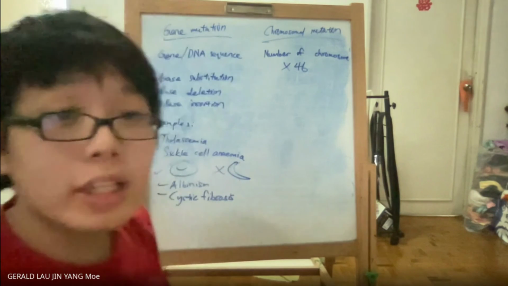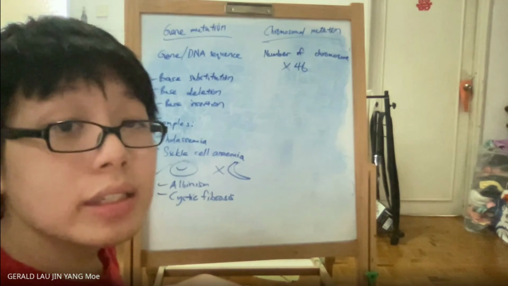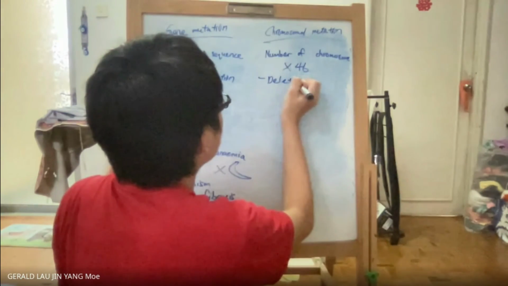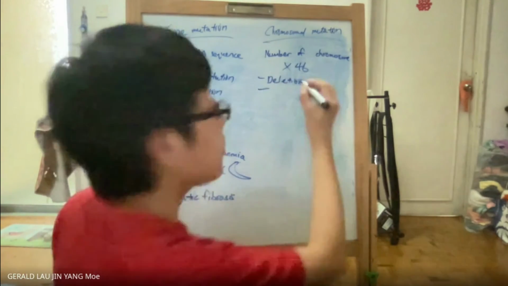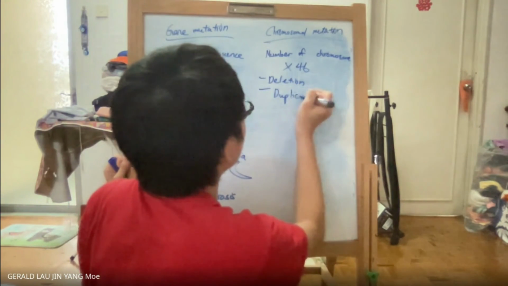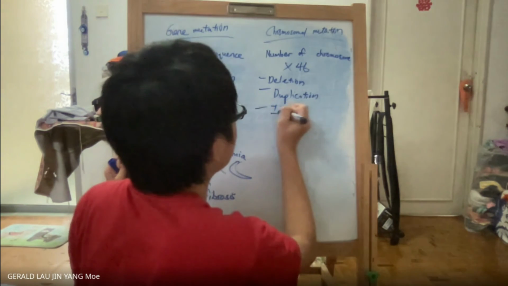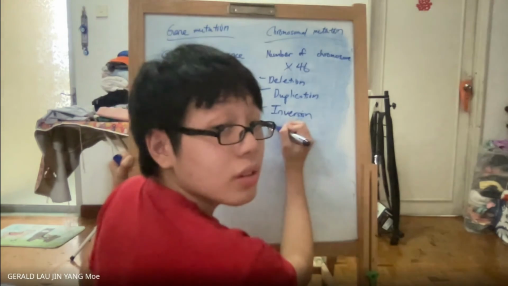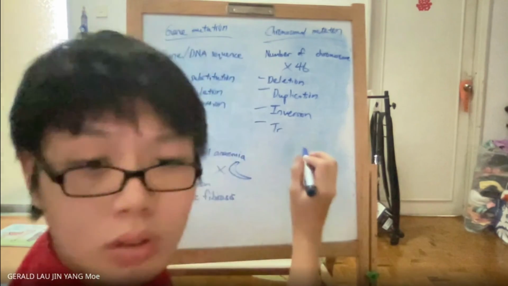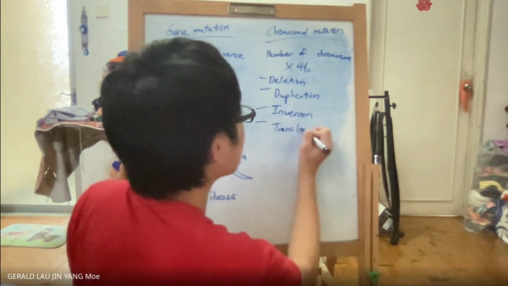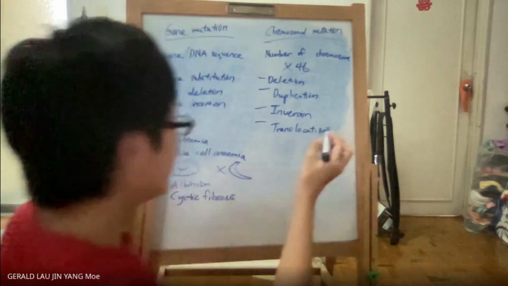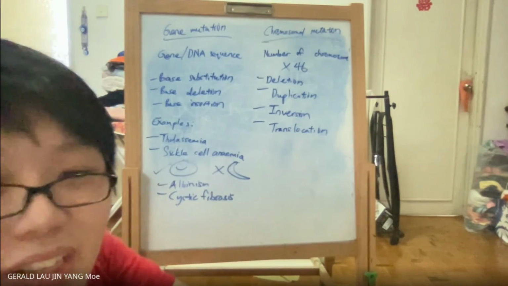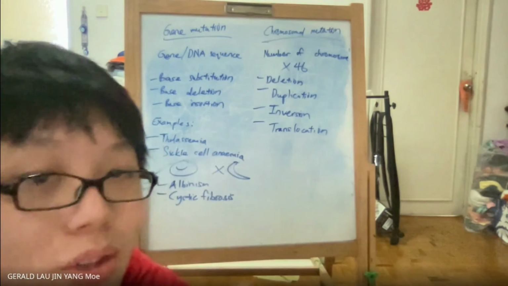Okay. Chromosomal mutation, we have 4 types. We have deletion, duplication, inversion, and translocation. Inversion is my favorite. This translocation, don't confuse it with plants, the phloem one, no. Okay, so deletion, you look at the textbook, basically one part of the segment is deleted.